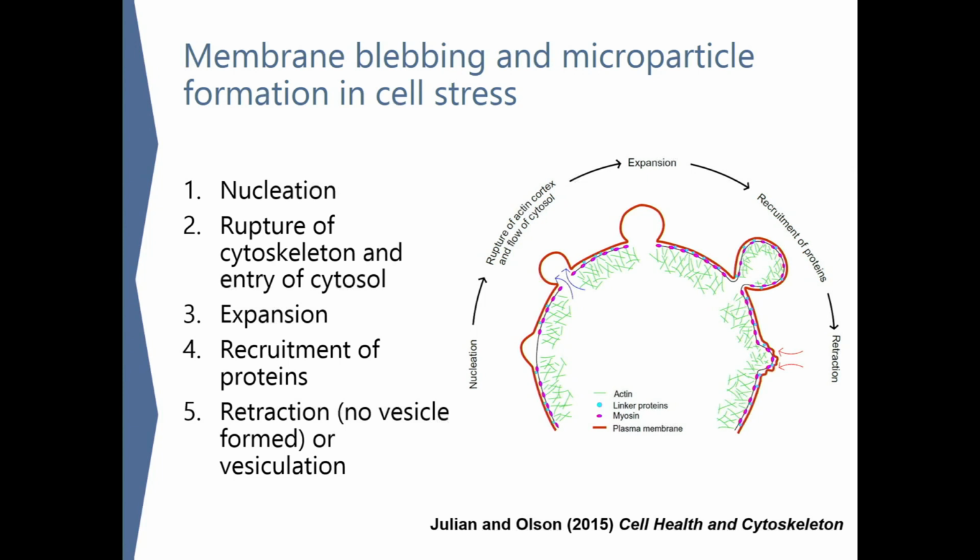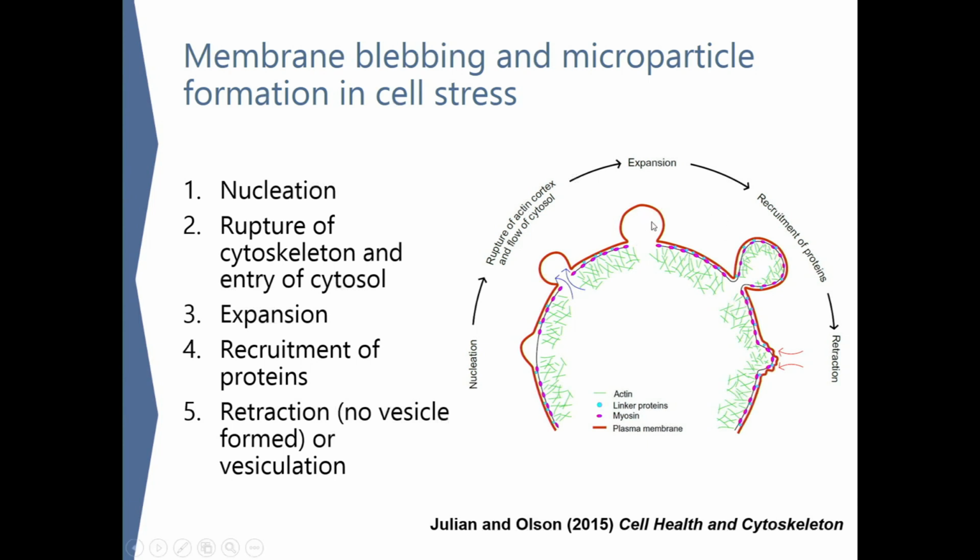So this is an overview of the membrane blebbing process. It's a conserved cell stress response. It happens in all cells in the body. What you have here is nucleation, which is a breakdown of the cytoskeleton immediately adjacent to the membrane, and you get cytosol flowing into this open area. It leads to this blebbing formation releasing from the cells. And this happens even with mild forms of cell stress. It doesn't have to be something lethal that's going to lead to apoptosis. Even mild forms of cell stress cause this.